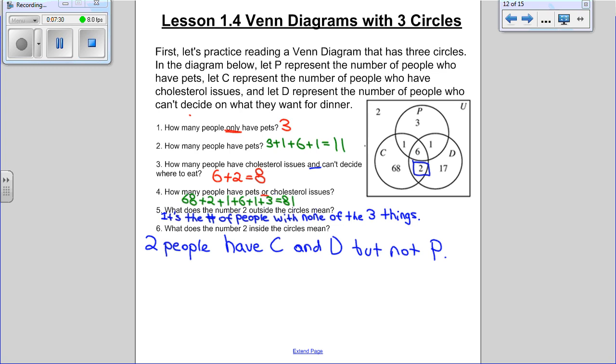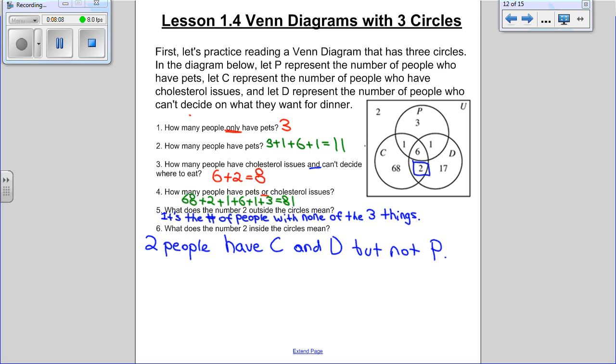Again, remember, this was one of those things that I said if you had a Venn diagram, it just makes reading surveys way quicker. You can imagine having all these people's surveys listed out, and then trying to figure out, okay, how many people have a pet and have cholesterol issues, but don't have problems deciding where to eat dinner. That's hard. You're going to read through every survey to figure it out. You just look at a Venn diagram and say, oh, there's only one person who has a pet, has a cholesterol issue, but knows where they want to eat. It just makes reading things fast, very efficient.